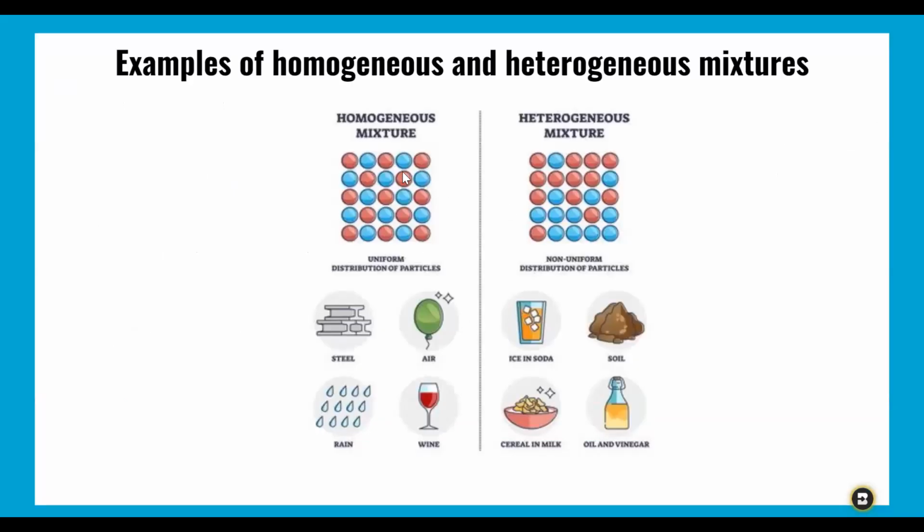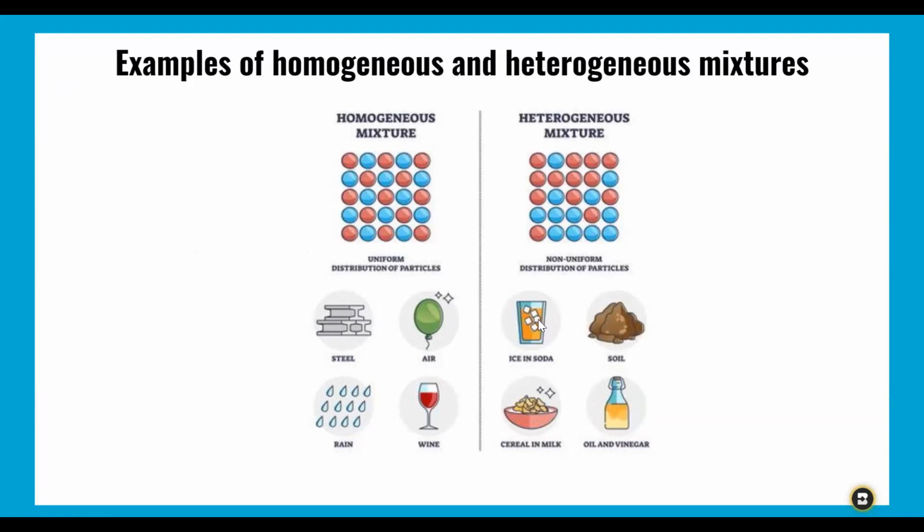Then, okay, this is a homogeneous mixture. Look at it here. In the particle diagram, a homogeneous mixture is evenly, uniformly distributed. And then everything here, rain, wine, air, steel, which is an example of alloy, everything looks uniform here. In a heterogeneous mixture, you see that it is not evenly distributed.